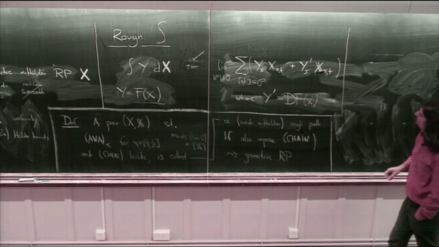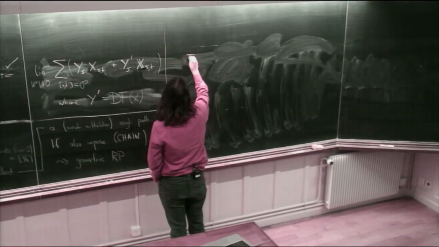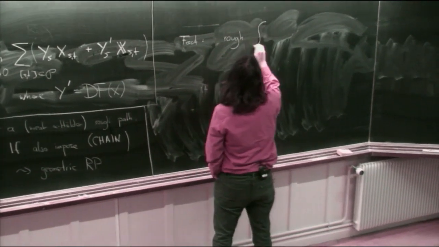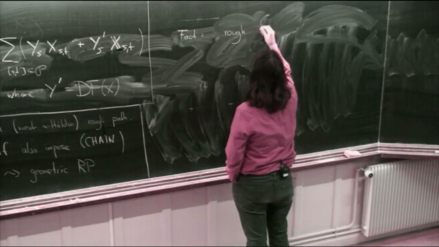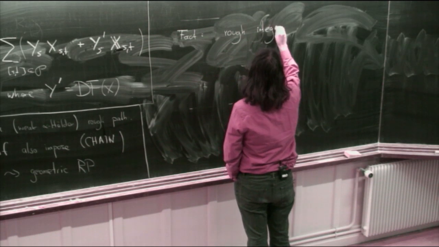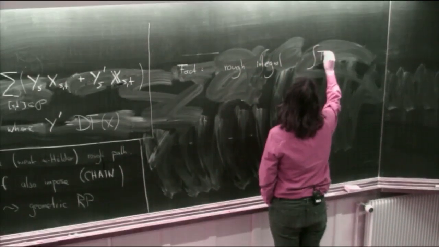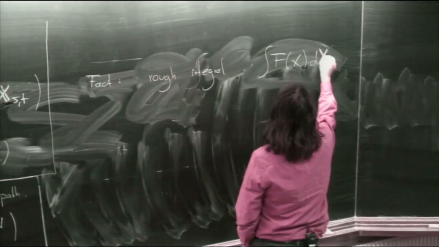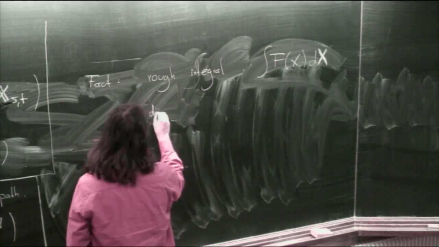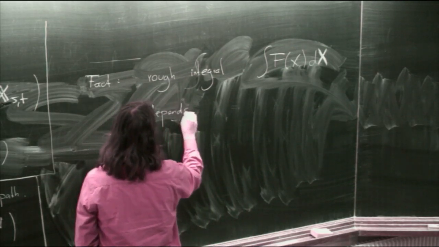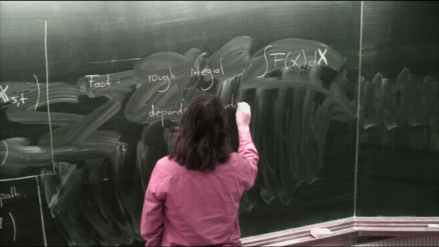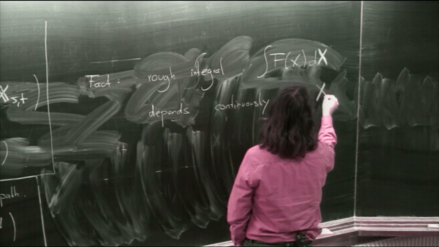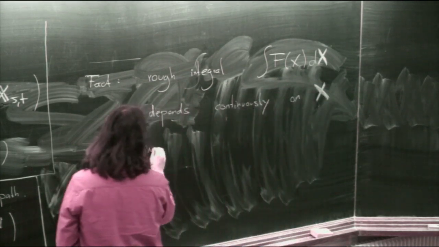It is robust. So here's another fact. This rough integral of f of x dx depends continuously on x with respect to a so-called rough path metric.